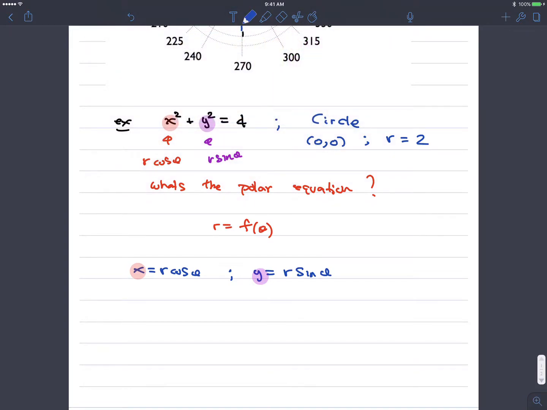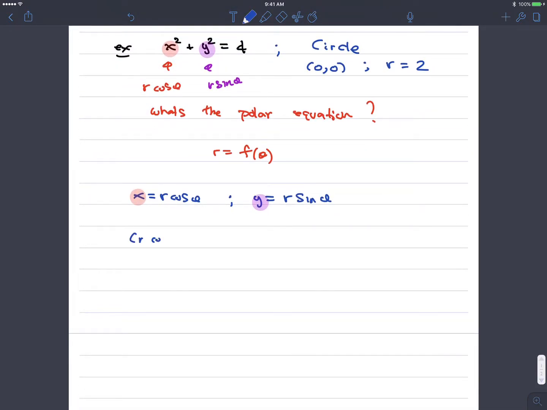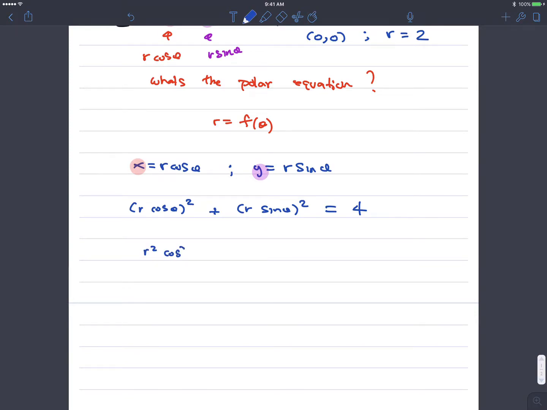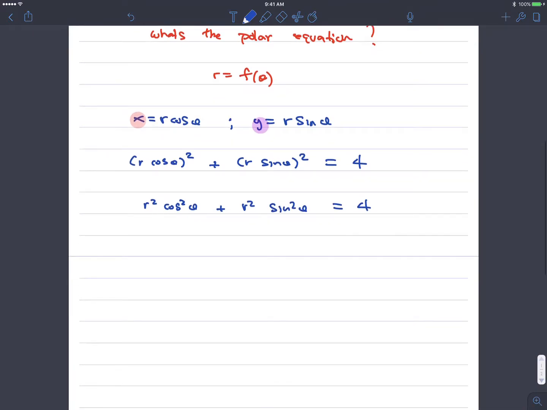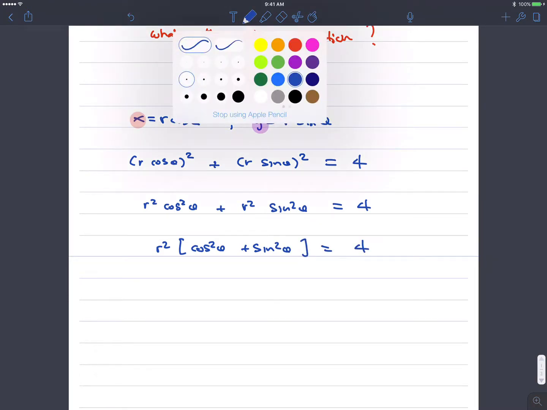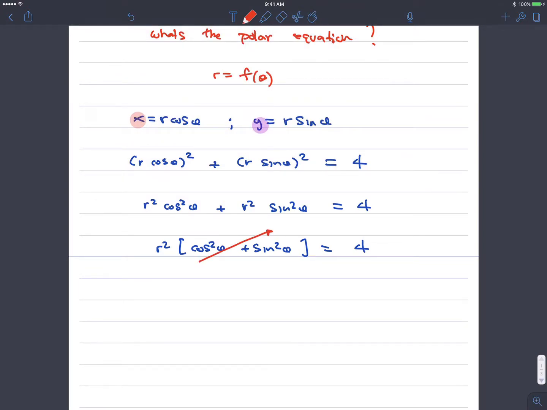Now algebraically, what you obtain is this r cosine theta to the second power plus this r sine theta to the second power, and that better equal the value 4. So using algebra, you get r squared cosine squared theta plus r squared sine squared theta, and you have 4. So you're simply able to factor out the r squared. You get cosine squared theta plus sine squared theta, and that equals 4. And you just have to tell me how you recognize this identity anywhere. What's cosine squared theta plus sine squared theta? 1. Good.